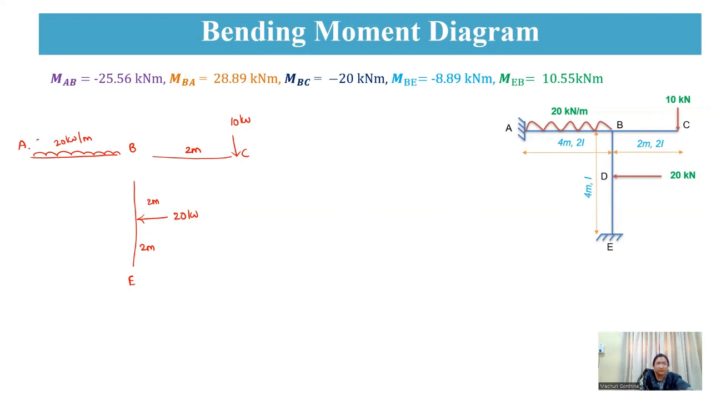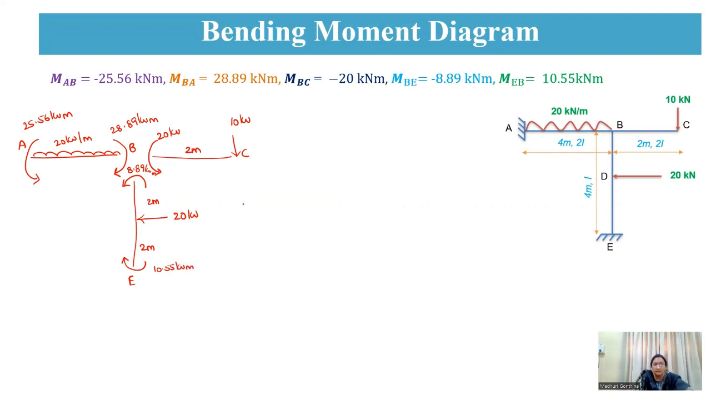So MAB is negative, you are getting, so it is anti-clockwise direction of 25.56 kilonewton meter. MBA you are getting positive, so clockwise, so this is 28.89 kilonewton meter. MBC again it is a negative of 20 kilonewton. And MBE is negative, therefore it is anti-clockwise direction of 8.89 kilonewton meter. And MEB is positive, therefore again it is of clockwise direction of 10.55 kilonewton meter.